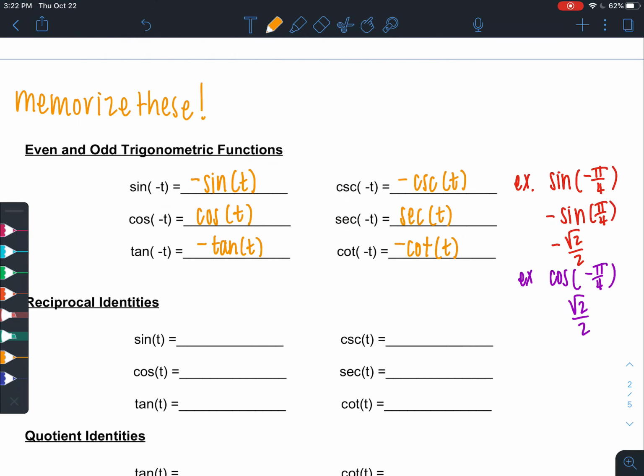Here are the reciprocal identities. So sine is 1 over cosecant of t, and cosecant of t is 1 over sine of t. We kind of already touched on this, easy to remember. Cosine is 1 over secant of t, and secant of t is 1 over cosine of t. Tangent is 1 over cotangent, and cotangent is 1 over tangent.